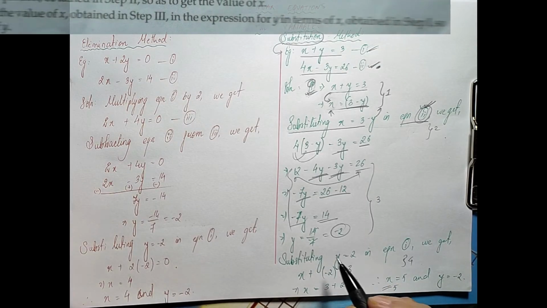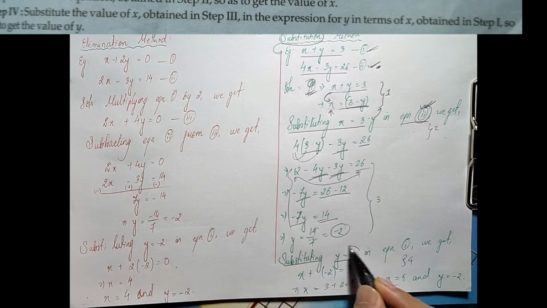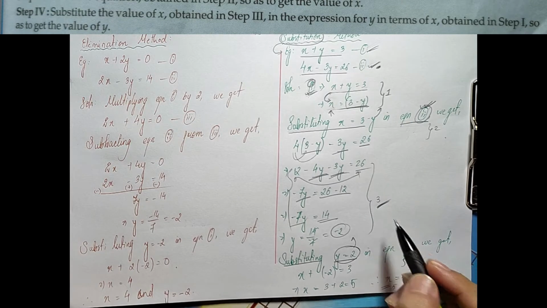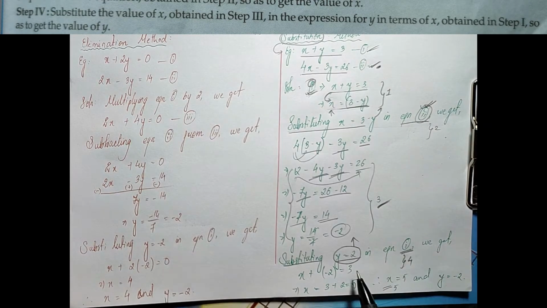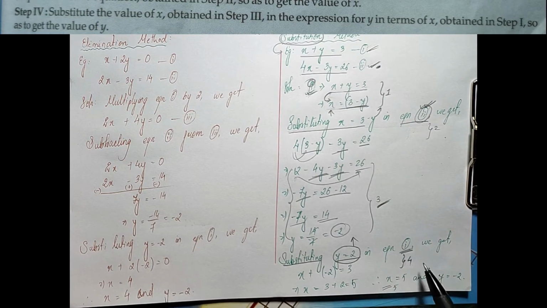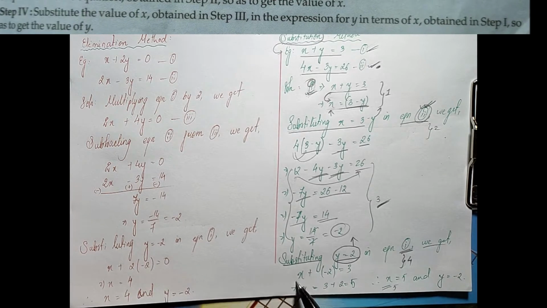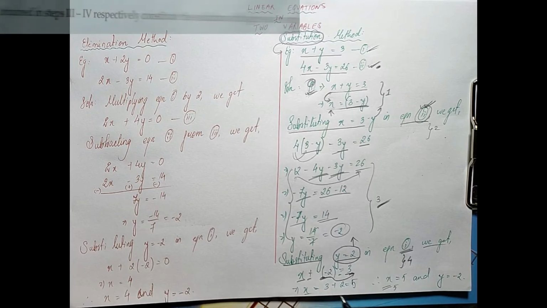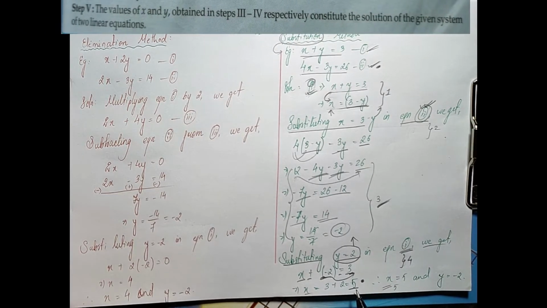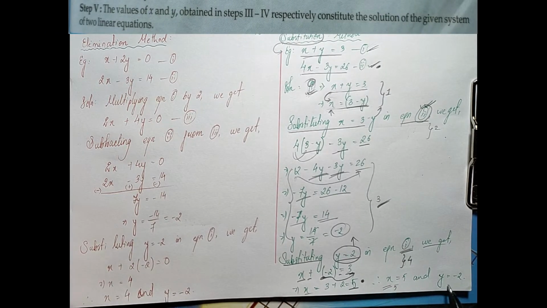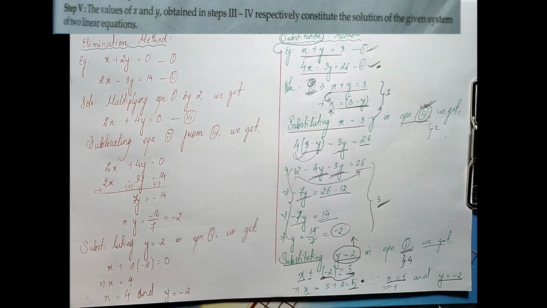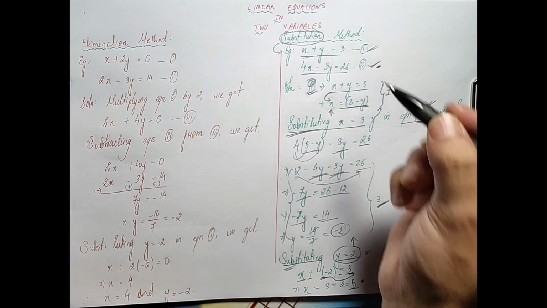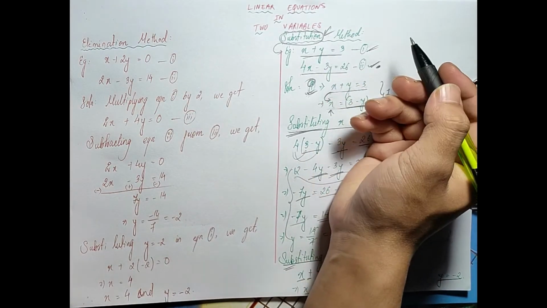Now step 4, substitute this value that was found in step 3 in equation 1 or equation 2, it doesn't really matter. So when you substitute, we get x plus minus 2 equals 3. Minus 2 goes this side, so we get x is equal to 5. Thus we have found the value of x and y. x is equal to 5 and y is equal to minus 2. Since so much substitution is involved in this method, that's why the name substitution method.